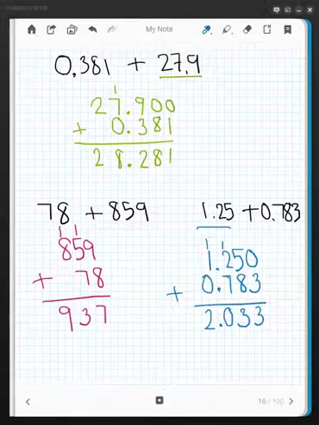So that wraps up a little bit on adding numbers. And we've added both whole numbers and decimal numbers. And those decimal numbers, another name for those would be real numbers.